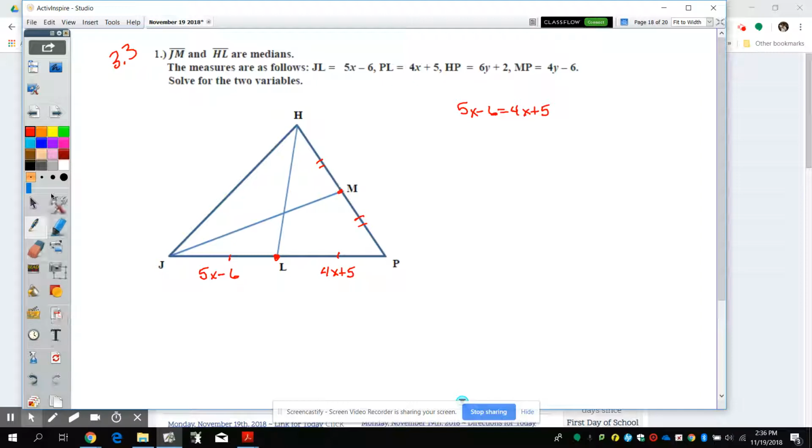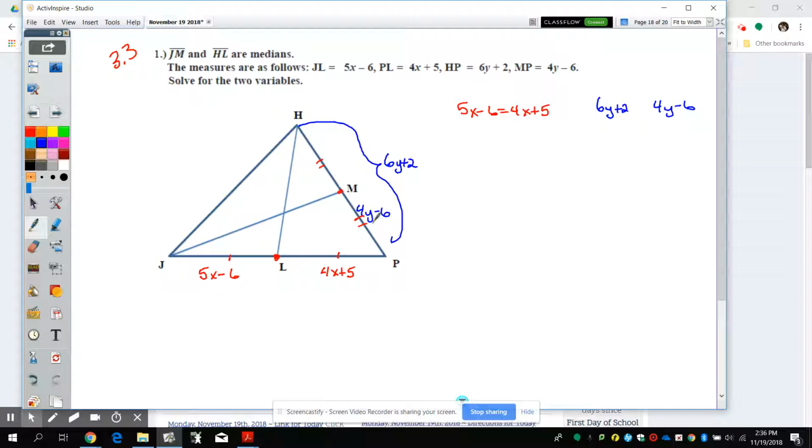But let's go ahead and take a look at the second part of the problem here, and I'm going to switch to blue. HP. Okay, so notice HP is not just one part, but it's the whole thing. HP is 6y plus 2. And MP, that's just this part, 4y minus 6. So a common mistake would be to say that 6y plus 2 equals 4y minus 6. Right now, these are actually not equal to each other. The 4y minus 6 is half the length of this whole segment, because it's being divided into two equal parts.